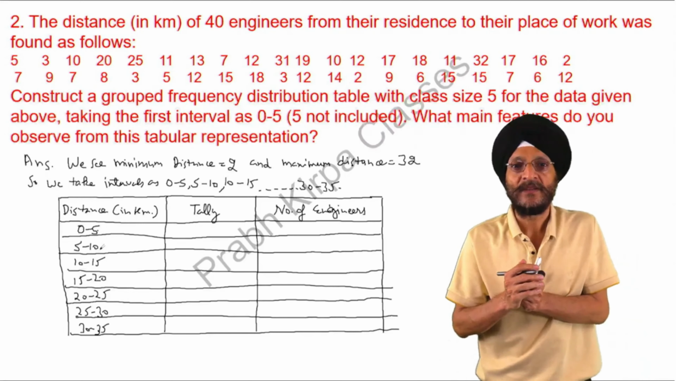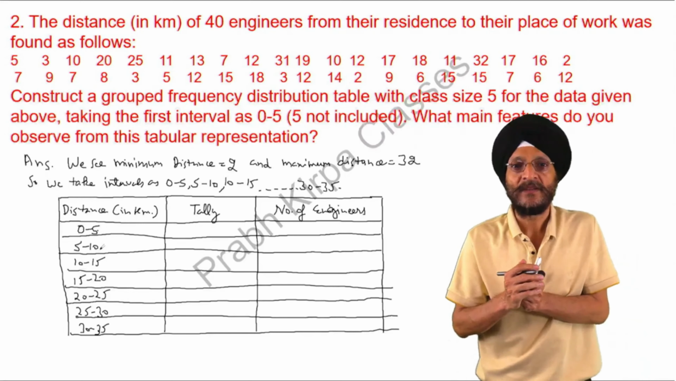12 is to be counted here. 17 is to be counted in this 15 to 20. 18, it will be again mentioned here. 11, it will fall in 10 to 15. 32, last group.